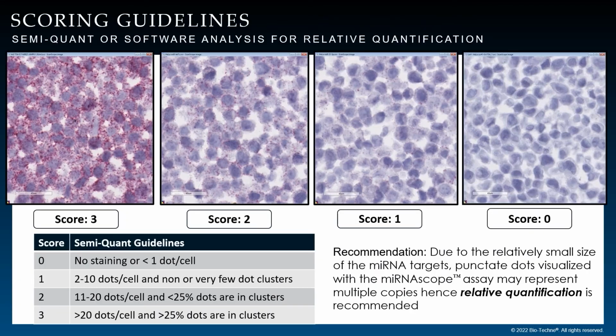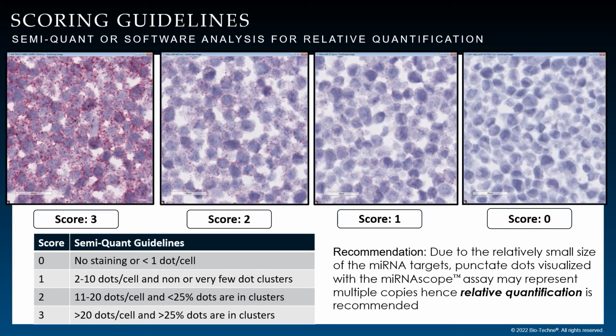Because miRNA targets are so small, individual punctate spots may represent multiple copies of the target. We have established a semi-quantitative rubric for scoring miRNAscope results based on signal abundance and distribution. We recommend using this semi-quantitative scoring method. Use of the control probes is necessary to control the quality of the samples and assay.